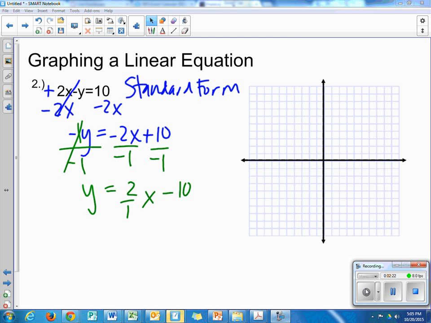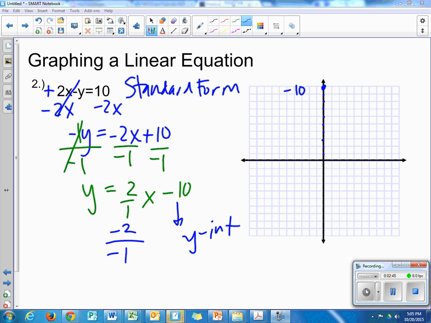Okay, let's graph this. So again, always begin with the y-intercept. It must touch the y-axis. 1, 2, 3, 4, 5, 6, 7, 8, 9, 10. Perfect. There we are. From there, we're going to go up 2 and then right 1. You notice we don't have space. You can change your slope to a negative 2 over a negative 1. And that's the same thing.